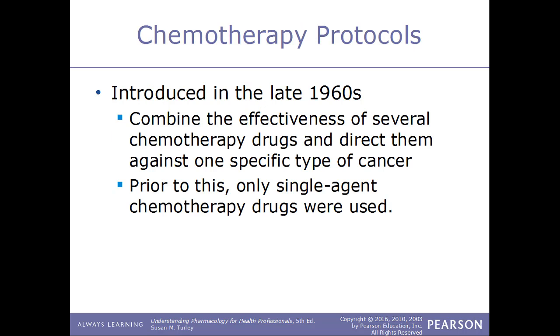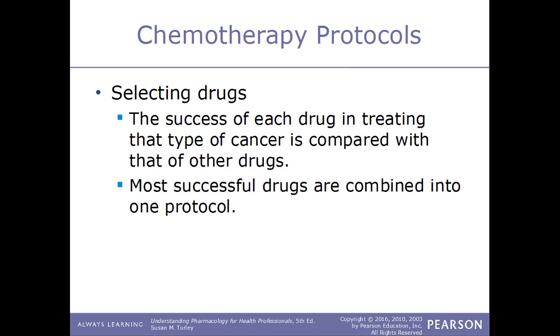Alright, next we'll talk about chemotherapy protocol, and this was introduced in the late 1960s. And this will combine the effectiveness of several chemotherapy drugs and direct them against one specific type of cancer. Prior to this, only single-agent chemotherapy drugs were used. So when it comes to selecting drugs for a protocol, the success of each drug in treating that type of cancer is compared with that of other drugs. And the most successful drugs are combined into one overall protocol.